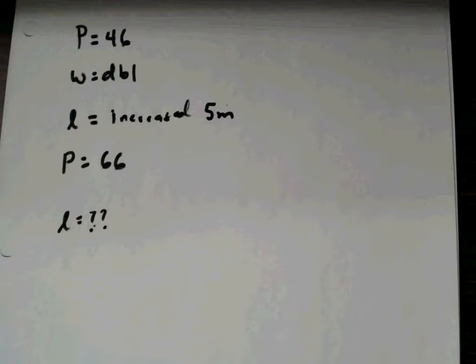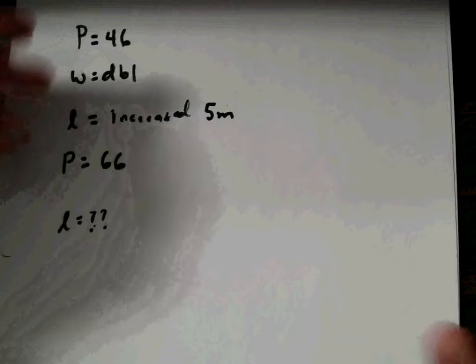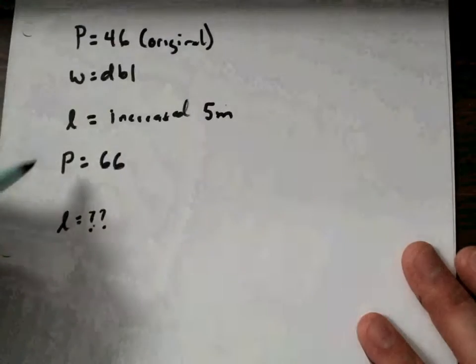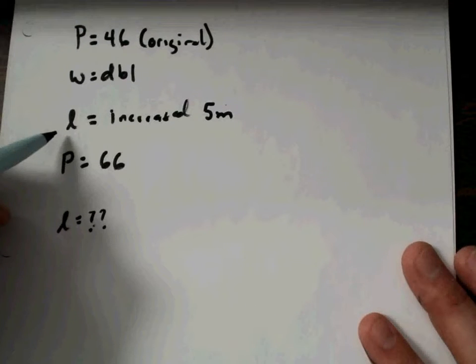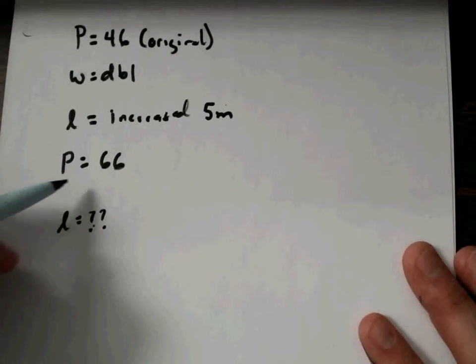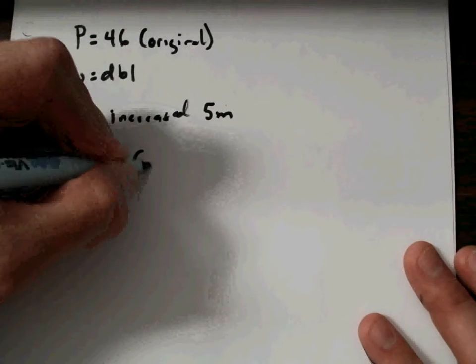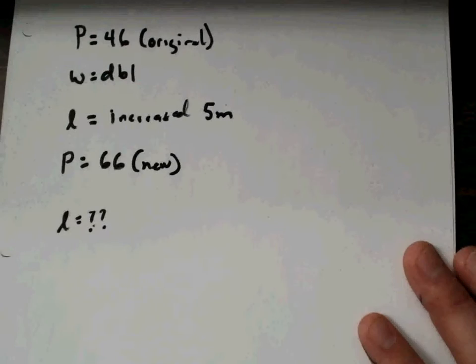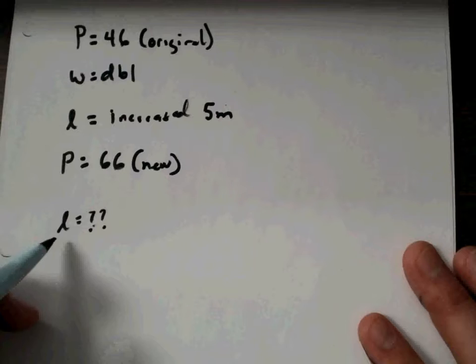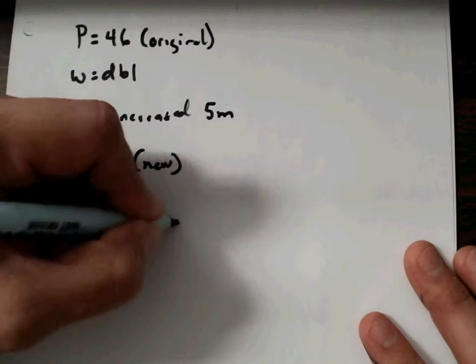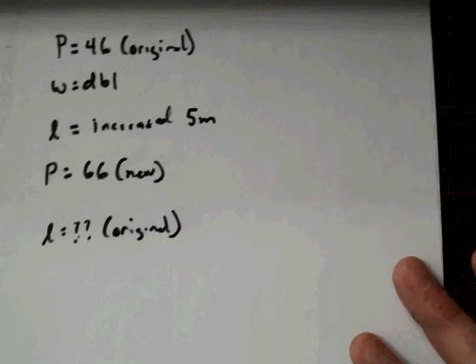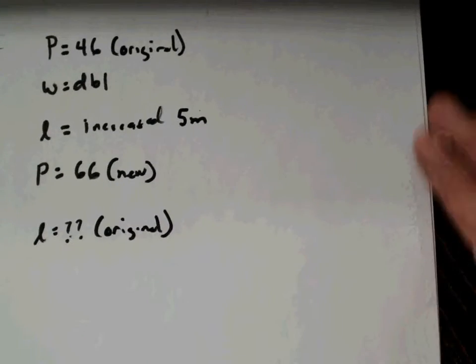All right, so in this problem right here, we have an original perimeter. So this is the original. Okay? It tells us the width of the new one is going to be doubled. The length of the new one is going to be increased by 5. And that the new perimeter, this will be a new one, is going to be 66. And the question says, what was the length of the original?